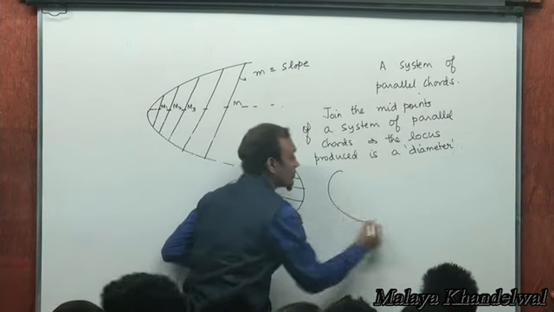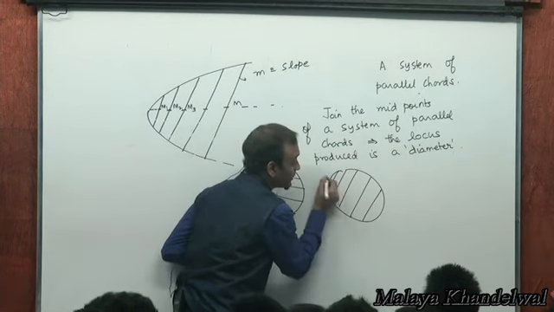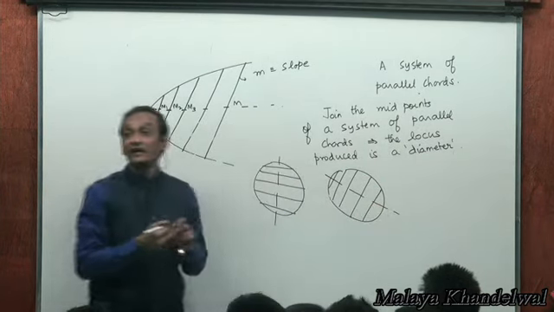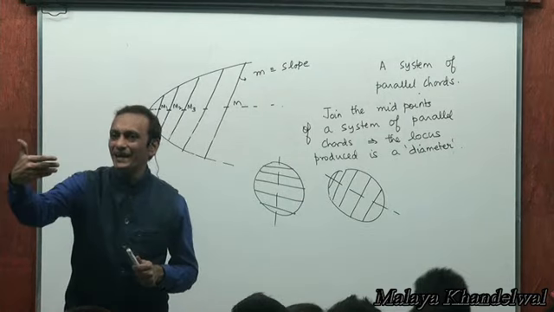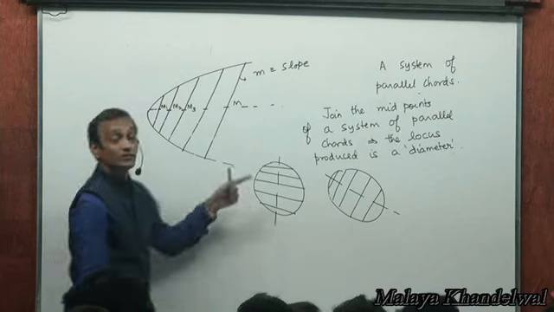You take another system of parallel chords, you get another diameter. A diameter is not a fixed entity. An infinite number of diameters will exist. Yes or no? Yes. Right? Yes.